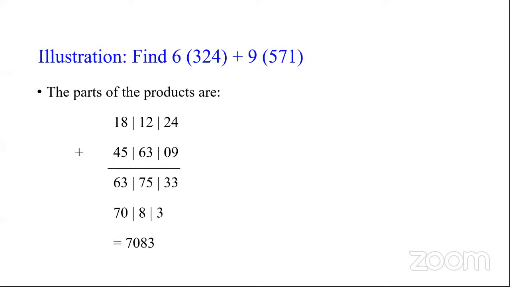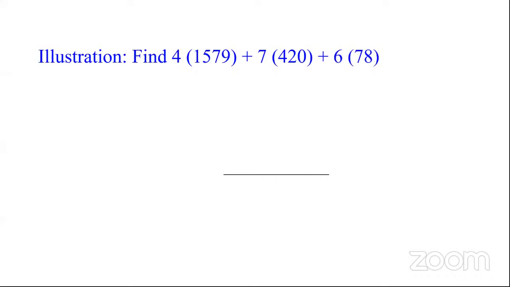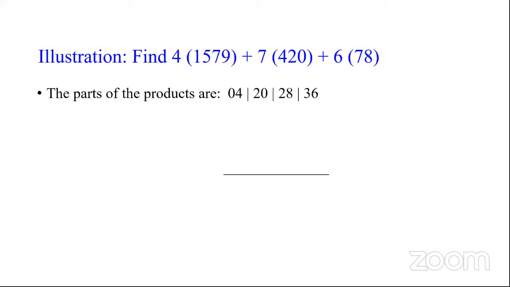Observe that we have not calculated the answer for 6 into 324 except the parts. Without finding the answer, we have a direct answer for the sum of the products. Initially, we will be dealing with some simple examples. Then we will be going to 2 digits, 3 digits, and so on. Try this. Find 4 into 1579 plus 7 into 420 plus 6 into 78. We will write 4 parts for the first product. 4 into 1, 4, then 20, 28, 36, this way.